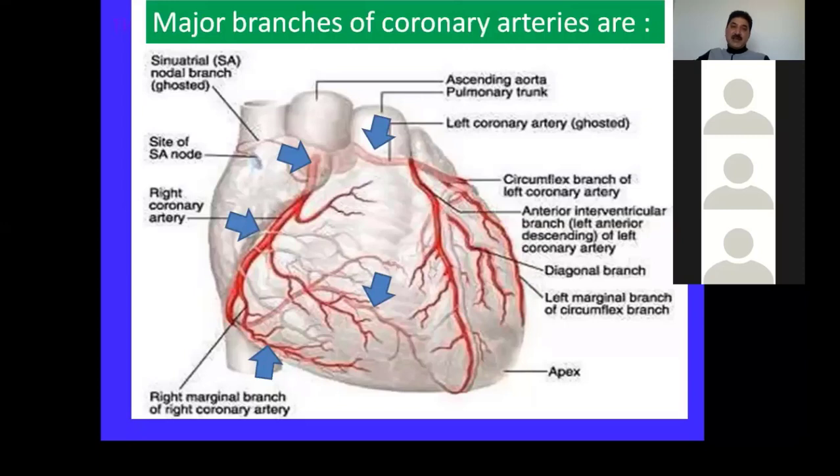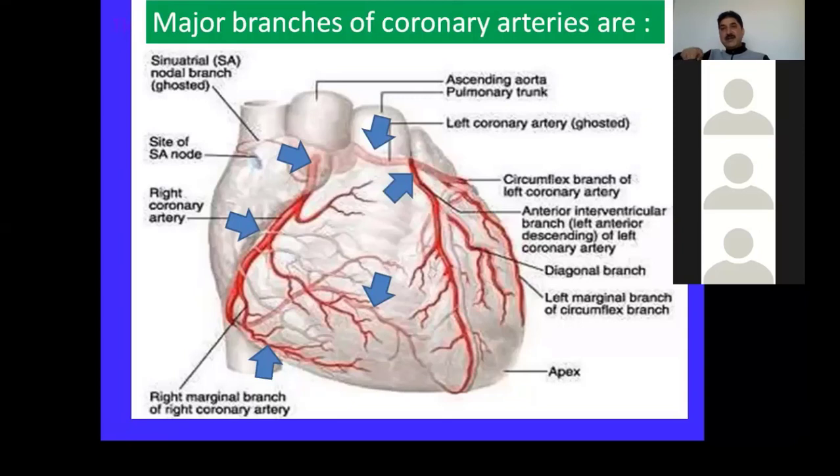Thereafter, it lies posterior to the pulmonary trunk. So you cannot see it on the dissection table. You cannot see its origin unless you cut the pulmonary trunk. Then it divides into the left anterior descending coronary artery, as I have shown. I'm talking only about the major branches.